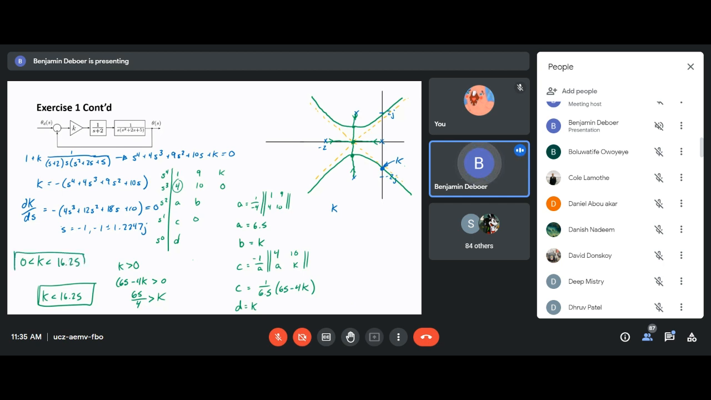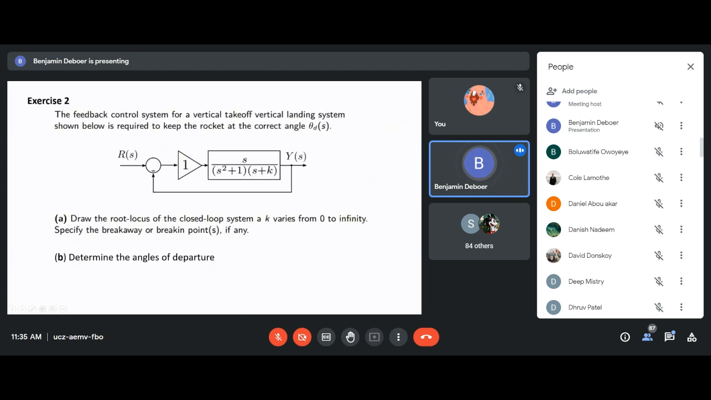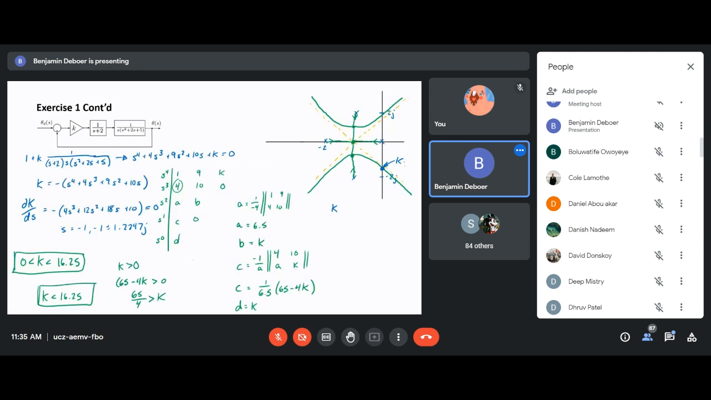And then at 0 and 16.25, we're marginally stable, where we're always going to have either some oscillations or some error. So this K value here is going to be equal to 16.25.